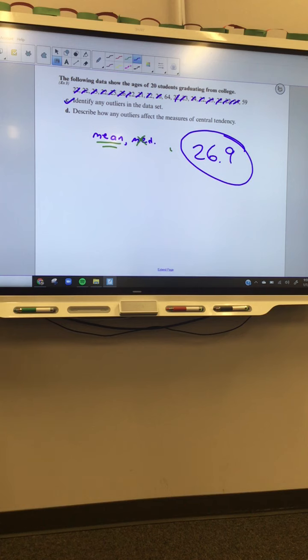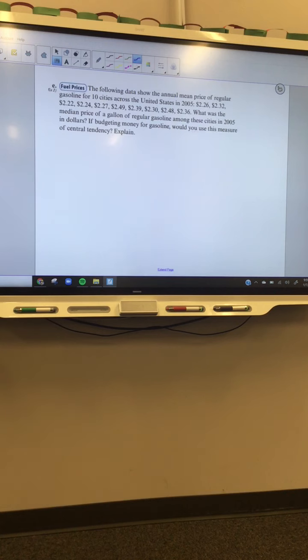Good? Okay. Last thing. The following data shows the annual mean price of regular gas for 10 cities back in 2005. Gas prices are actually right around there now, aren't they? 226, 232, 222, and so on. What's the median price of a gallon of regular gas?